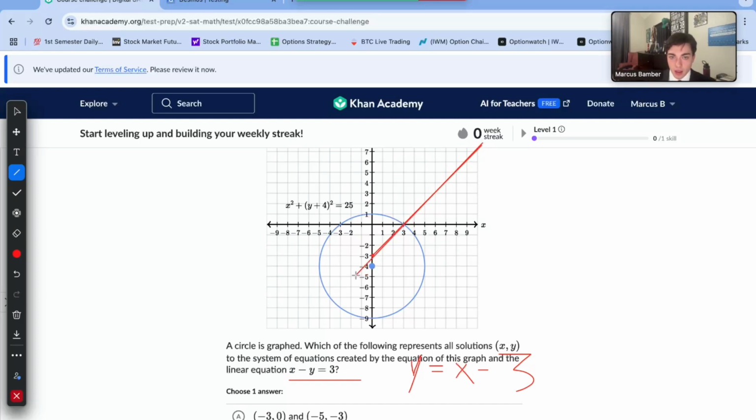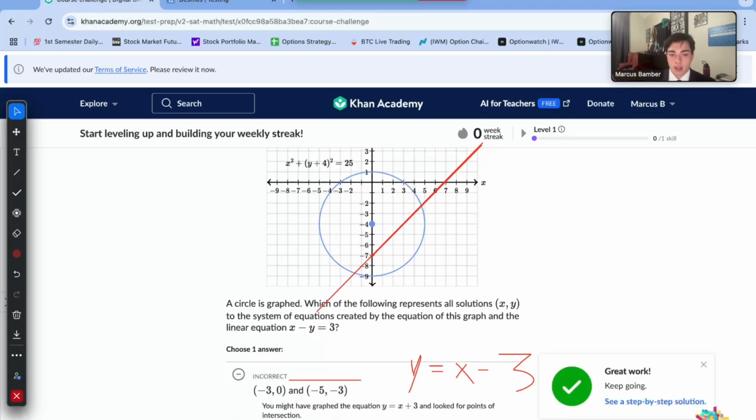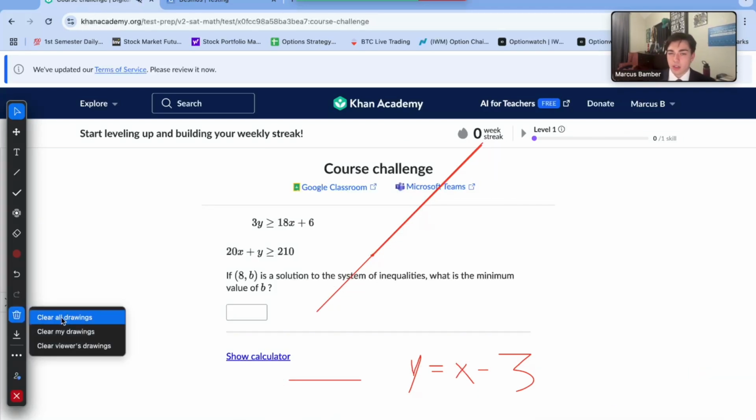And then for a second line, we draw the same thing right through, and we get a second intersection at about -4, -7. So our two intersections are (3, 0) and (-4, -7). So answer choice D is the correct answer here. Okay, moving on to the next question.